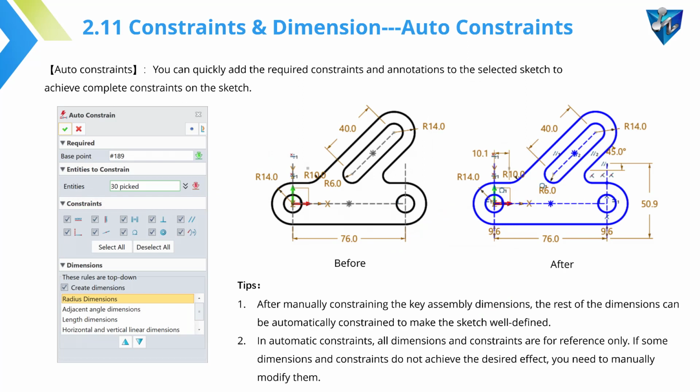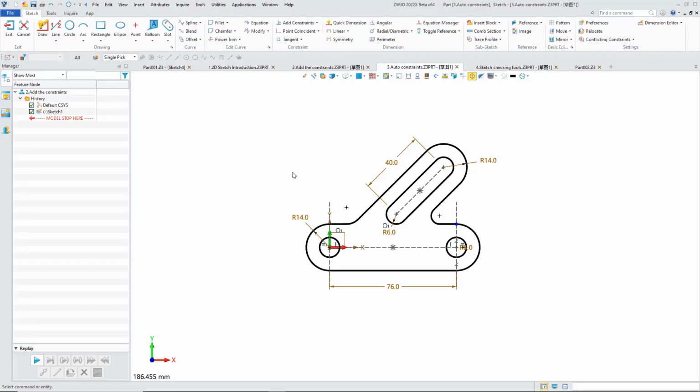Apart from the 2 types of constraints I mentioned in the last slide, ZW3D also has a very intelligent and convenient constraint tool. We call it auto constraints. With the auto constraints, you can quickly add the required constraints and annotations to the selected sketch and achieve the complete constraint on the sketch. Let me take an example to show you how to use the auto constraints.